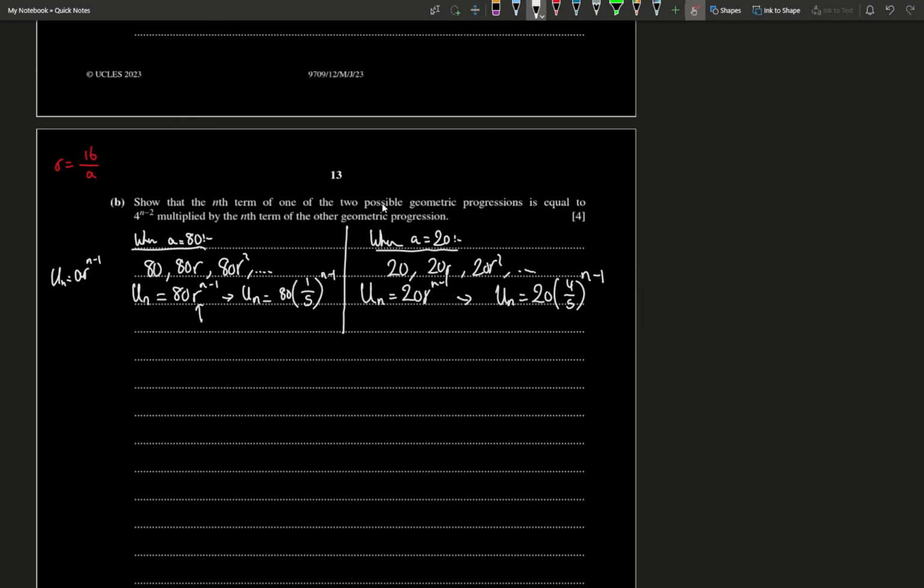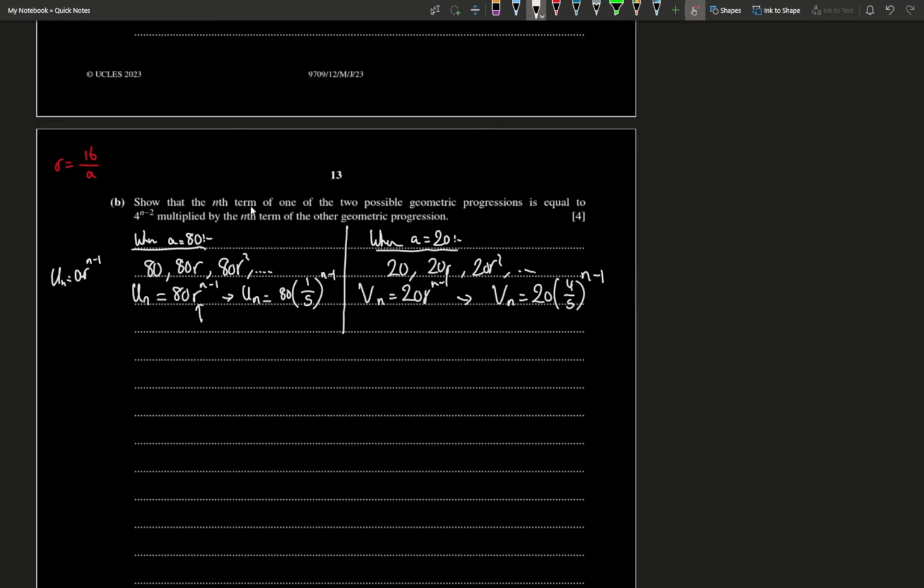The question says to show that the nth term of one of the two possible geometric progressions, either this one or that one, is equal to 4 raised to the power of n minus 2 multiplied by the nth term of the other geometric progression. I just want to make a small correction. Wait a minute. We'll write this one as vn, because these two should not have the same name. So this will be un and vn.